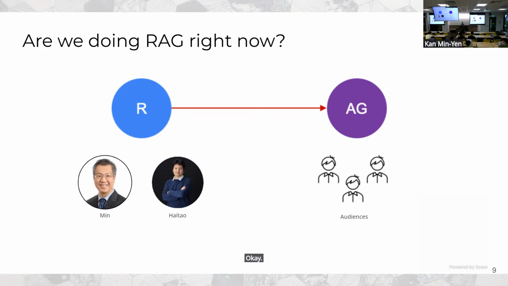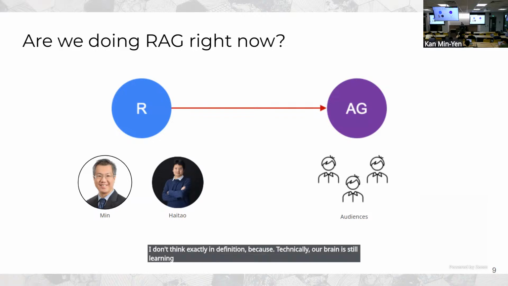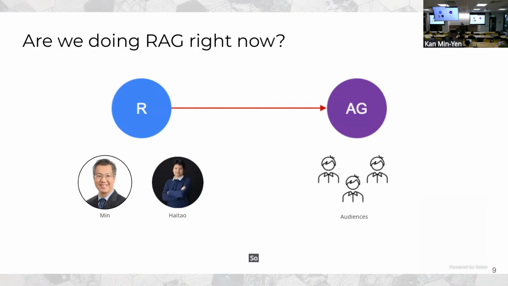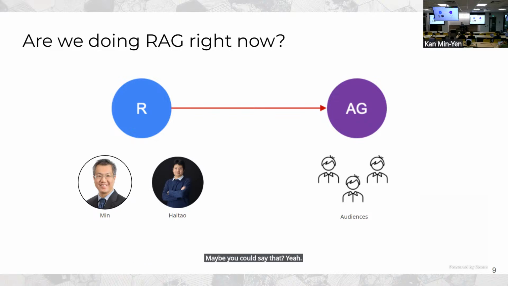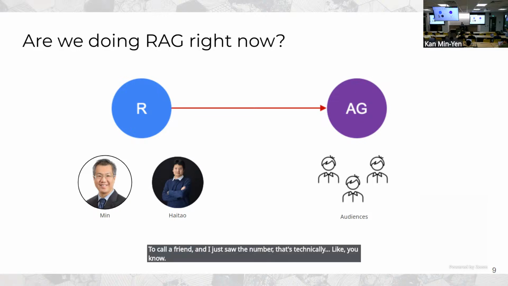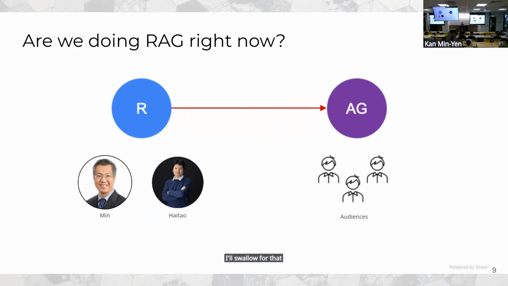I don't think exactly in definition, because technically our brain is still learning from the slides. So there's some parameters that are being updated. Okay, so we're doing model training, maybe say that. Yeah. But something like, maybe if I have to call a friend and I just search the number in the phone directory or something, that's technically a form of RAG as well.